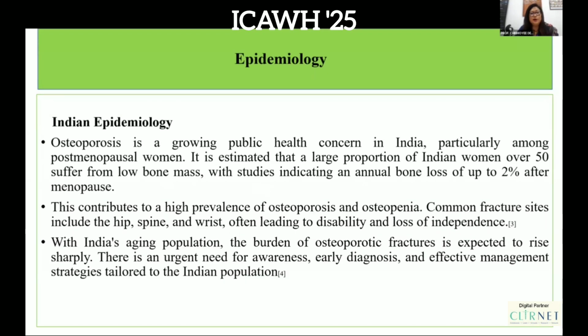Indian epidemiology: osteoporosis is a growing public health concern in India, particularly among postmenopausal women. It is estimated that a large proportion of Indian women over 50 suffer from low bone mass, with studies indicating an annual bone loss of up to 2% after menopause. These factors contribute to a high prevalence of osteoporosis and osteopenia among postmenopausal women.